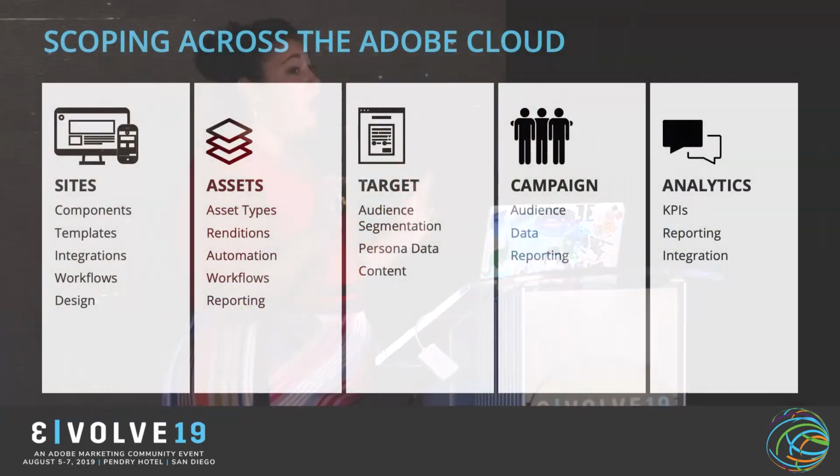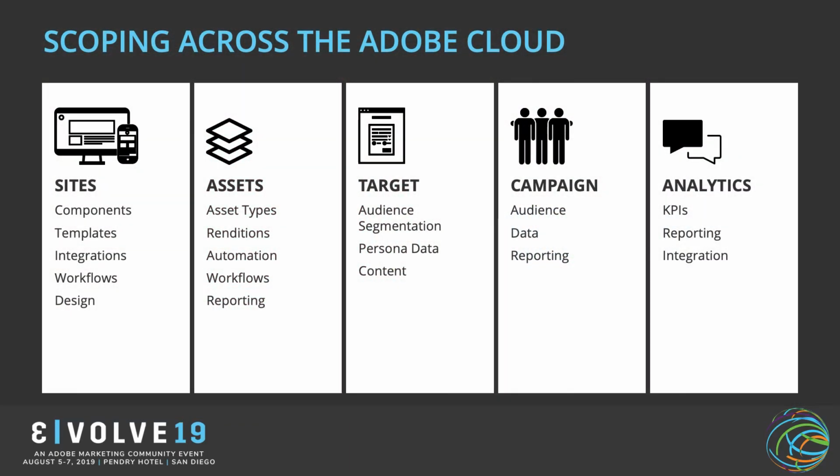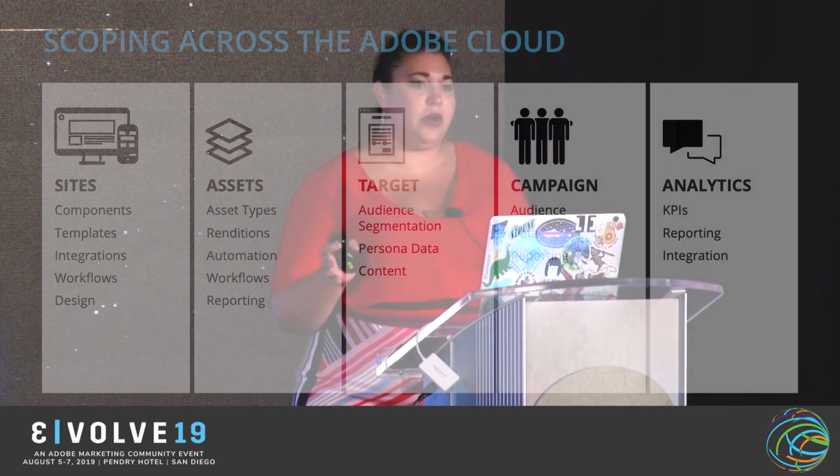So when we're scoping across the Adobe Cloud, there are some common things that we are always looking at. For the most part, my presentation is going to focus on things that we're talking about when we're talking about scoping sites and assets. But obviously, more and more, we are adding Target and Analytics, in some cases Campaign, to the bigger picture. So if you look across this, things like automation, data, how we pull that all together and report about it effectively are all things you need to consider when you're scoping a project, regardless of the tool that you're scoping it in.